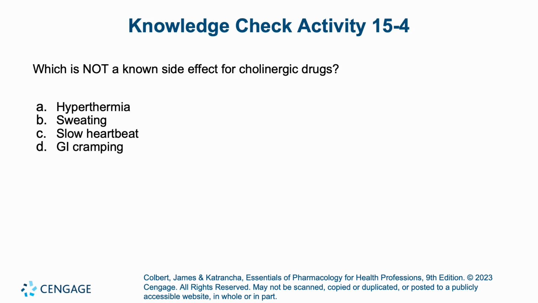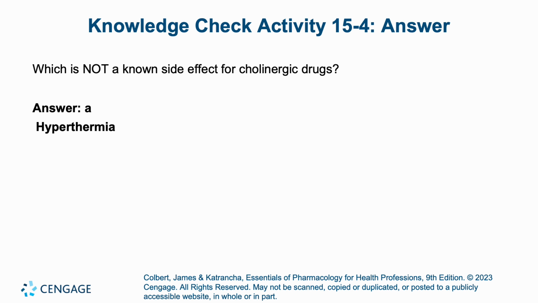Knowledge check. Which is not a known side effect for cholinergic drugs? A, hyperthermia, B, sweating, C, slow heartbeat, D, GI cramping. And the answer is A, hyperthermia.